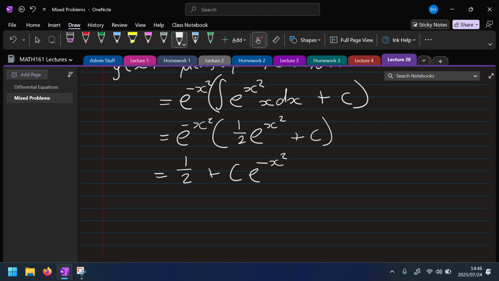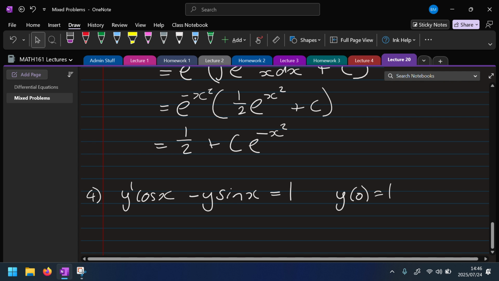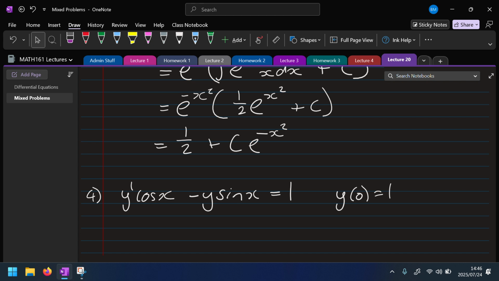All good. Okay, last one for today. So we have y prime cos x minus y sine x is equal to 1, with y of 0 is 1. Let's see what we can do. It is first order, so that's good. Is this linear? Yes, it's linear. So we can use an integrating factor. That's already one method we can use. Is it separable? No, it's not separable, so we can't use that way.